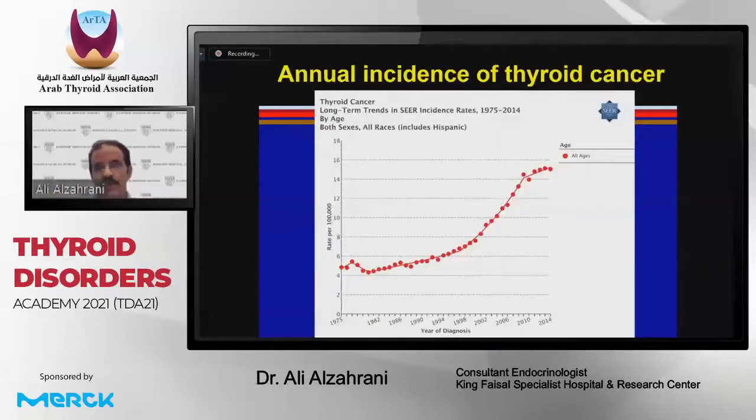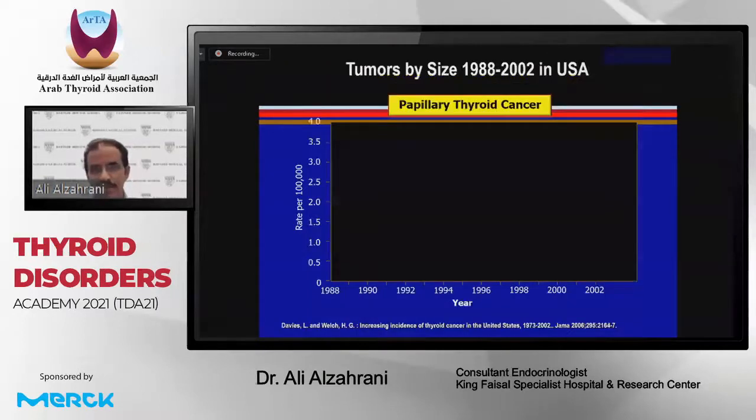So as you all know, thyroid cancer has been increasing over the last 40 years for not fully understood reasons, but definitely part of this is the widespread use of ultrasound and other imaging techniques. And you can see there has been a steady increase in the number of cases, not only in the United States, but essentially in every country.